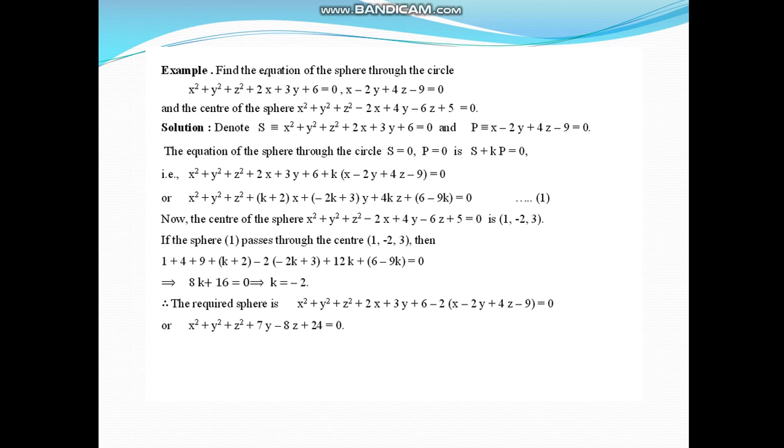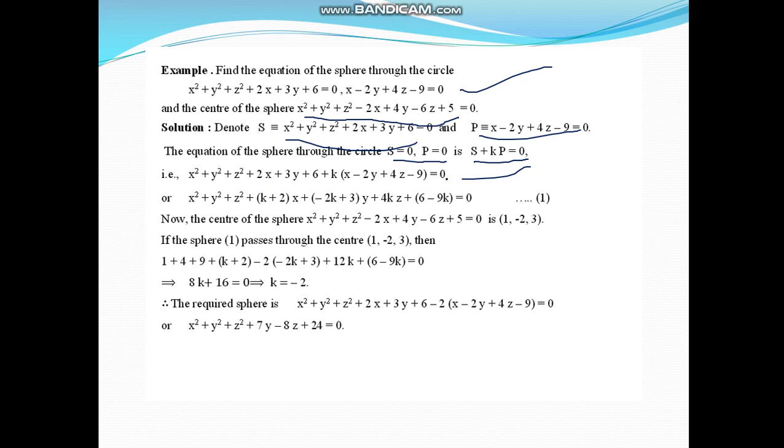Then next, find the equation of sphere through this circle and the center of this sphere. So like in the last problem, S is this here, P is this. So the equation of sphere through the circle is S plus Kp equal to 0. So you'll get this result. But what condition is given in the problem? This sphere passes through the center of this sphere. So we have to find the center of this sphere first. For that we have to bring it into standard form. So let us simplify this.